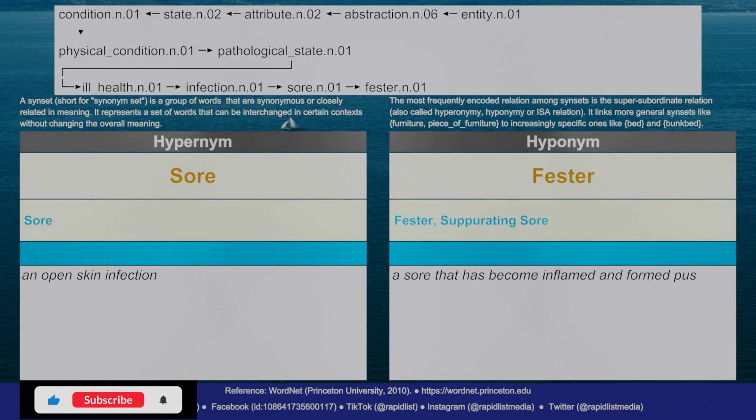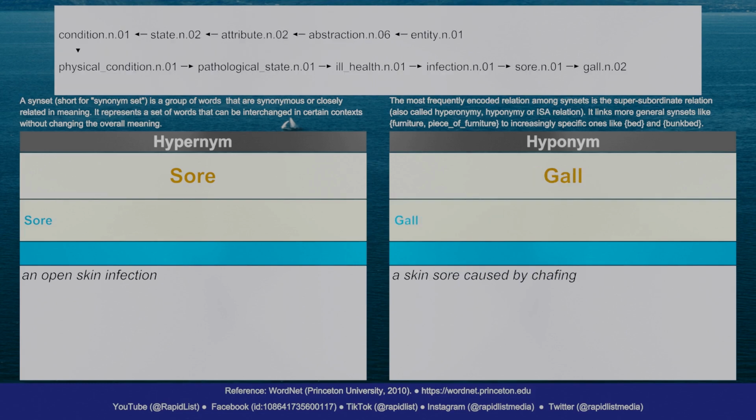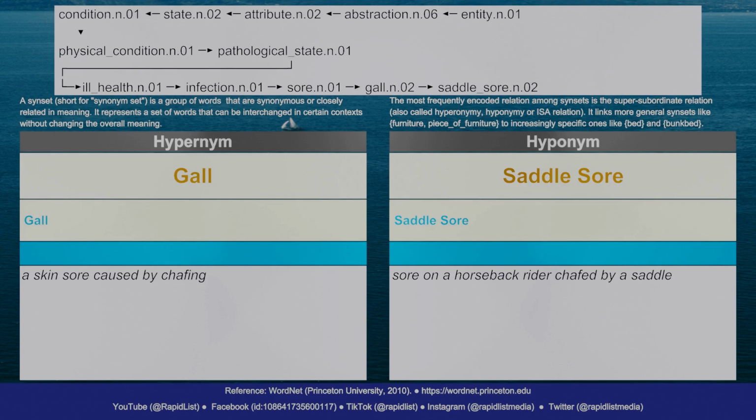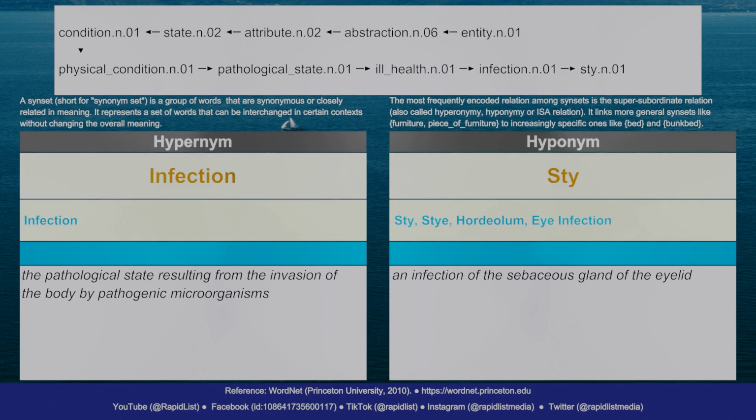Fester. A sore that has become inflamed and formed pus. Gall. A skin sore caused by chafing. Saddle sore. Sore on a horseback rider chafed by a saddle. Sty. An infection of the sebaceous gland of the eyelid.